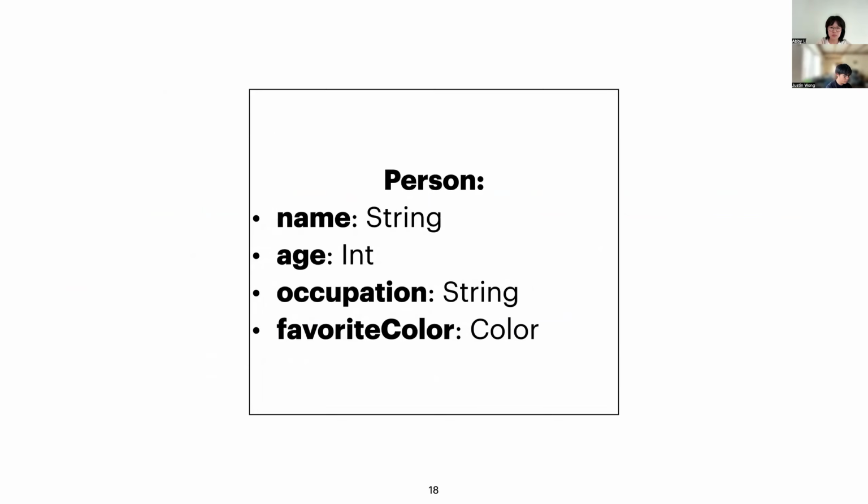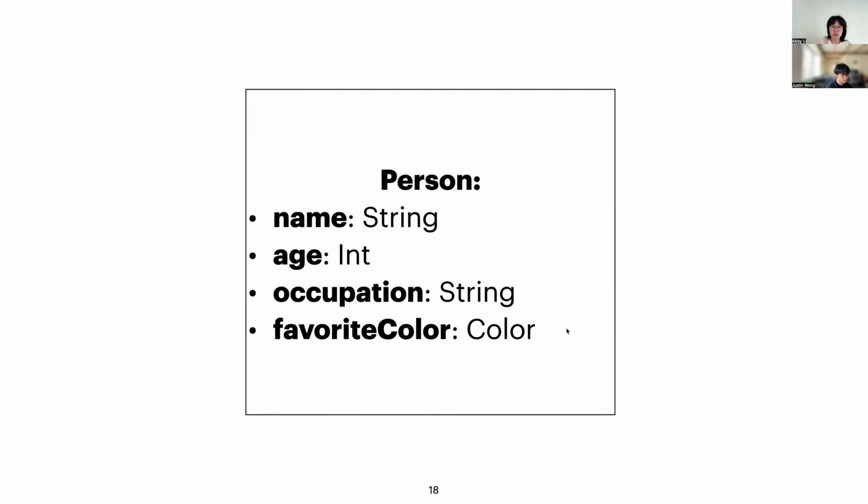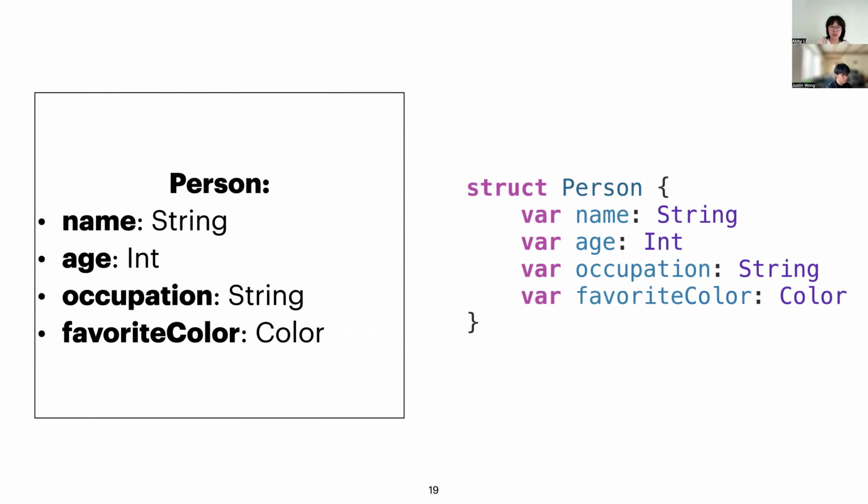So let's say we want to model a person. A person has things like a name, age, occupation, and favorite color. If we use separate variables, that works for one person, but it gets messy really fast once we want to represent many people. So this is where structs come in Swift.